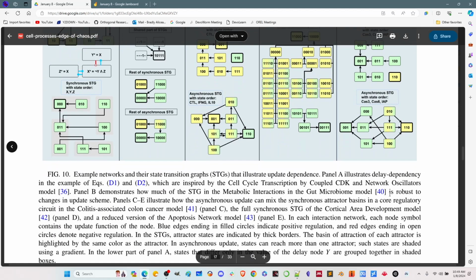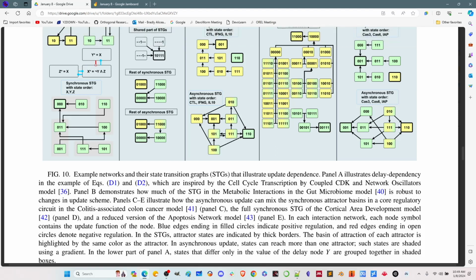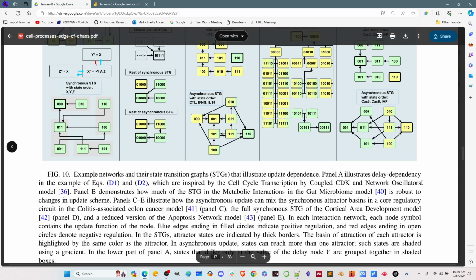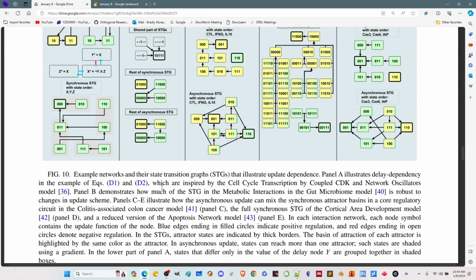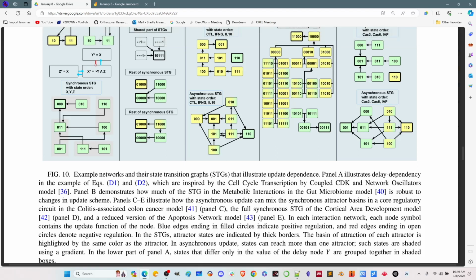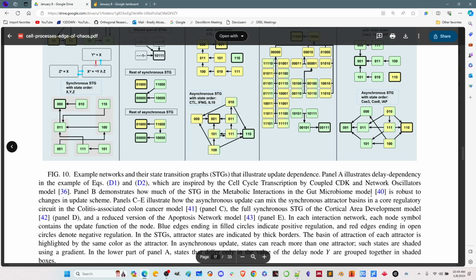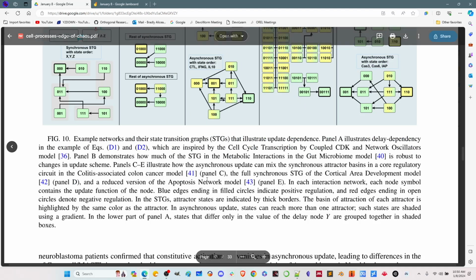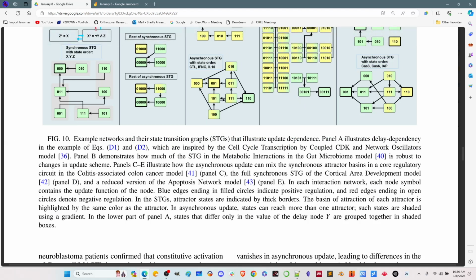If we look at the legend here, we can see that panel A illustrates delay dependency in the examples of different equations that they introduce, which are inspired by cell cycle transcription by coupled CDK and network oscillators. So in biology, we have this oscillator in the cell cycle that they're using as inspiration for this model. Panel B demonstrates how much the state transition graph of the metabolic interactions in the gut microbiome model, which they cite as citation 40, is robust to changes in update scheme. And we can use other systems like cortical area development models and a reduced version of the apoptosis network model, which is cited in 43.